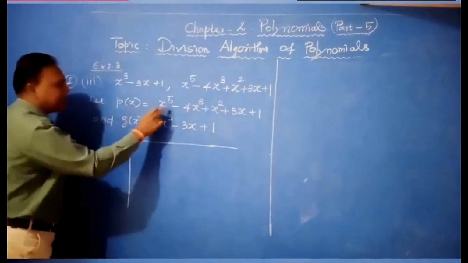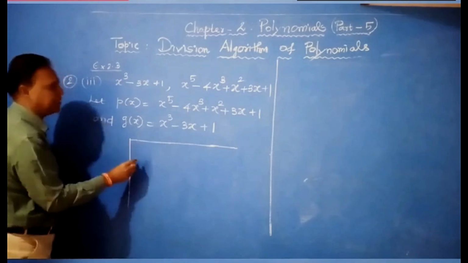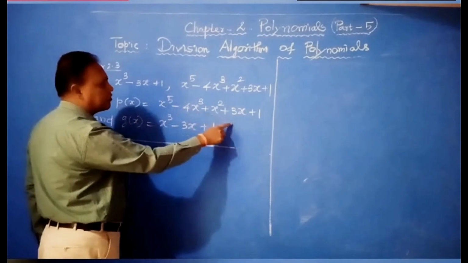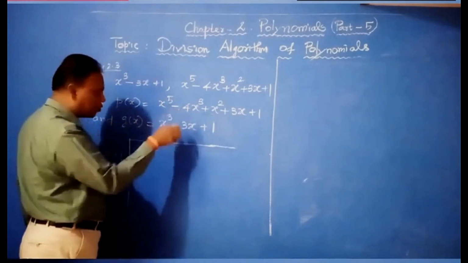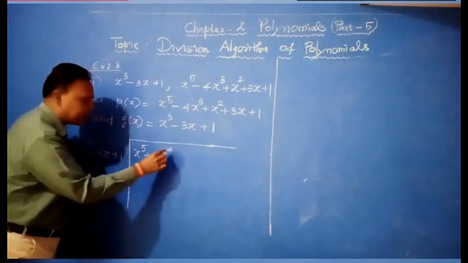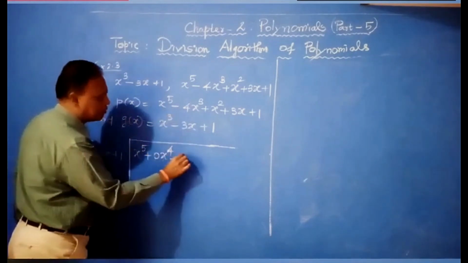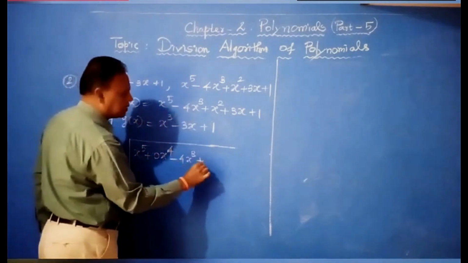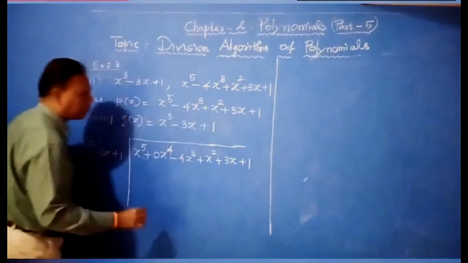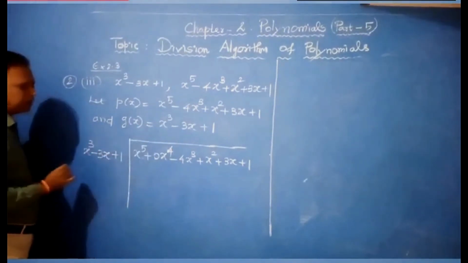So first the inside highest degree polynomial, that is p of x, is always the dividend, inside. While writing this dividend, you see whether it is in the standard form or not. Here x power 4 term is not there. So add it using 0, add 0 x power 4, for our convenience. You write 0 x power 4 minus 4x cube plus x squared plus 3x plus 1. Now divisor you write here: x cube minus 3x plus 1.